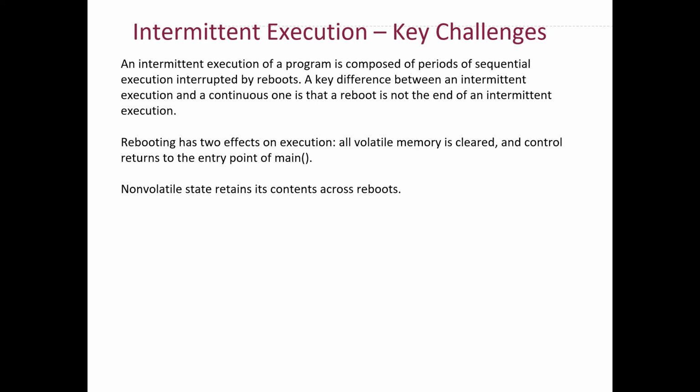A key difference between intermittent execution and continuous execution is that reboot is not the end of an intermittent execution. In a continuous execution, your program is running, and you can have a reboot task at the end of your program, but you are continuously getting power before getting interrupted. But in intermittent computing, you get interrupted even before you finish your program. So this rebooting has two important effects on execution. The first is that all volatile memory, which is SRAM, is cleared, and control returns to the entry point of main. This is something which is different in intermittent programming, and this is what we want to specifically address.